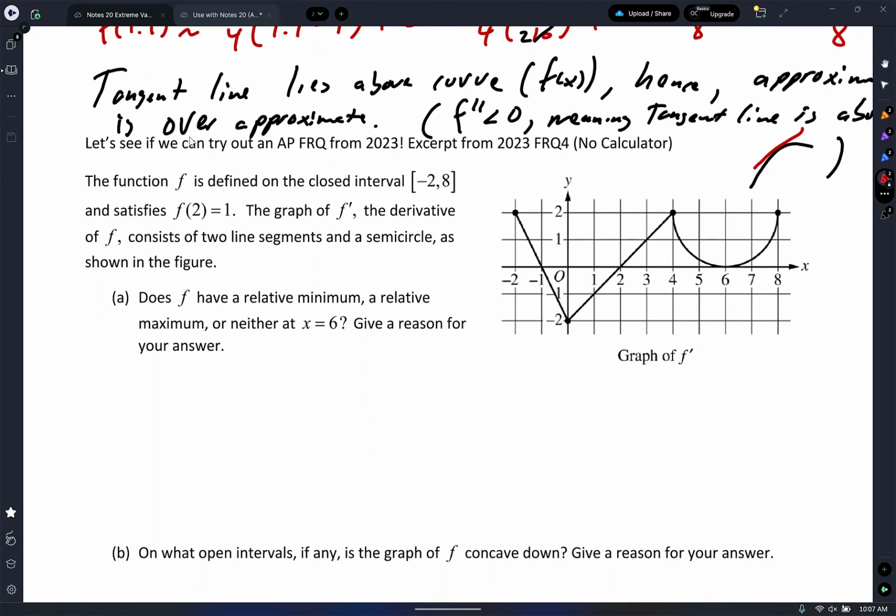The function f is defined on the closed interval -2 to 8 and satisfies f of 2 equals 1. The graph of f prime, the derivative of f, consists of 2 line segments and a semicircle as shown in the figure. Okay, so there it is. Letter A. Does f have a relative minimum, a relative maximum, or neither at x equals 6? Give a reason for your answer. What would you write?